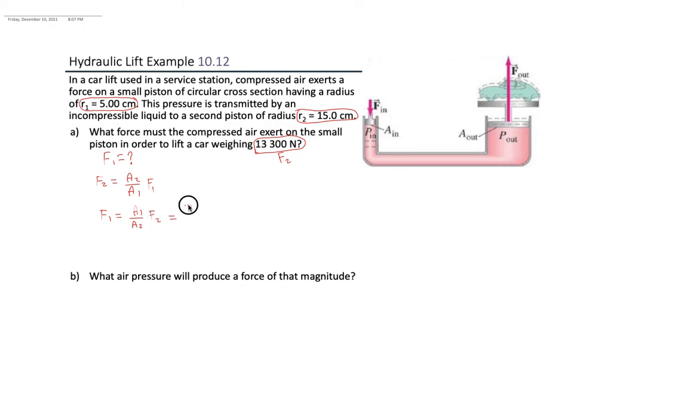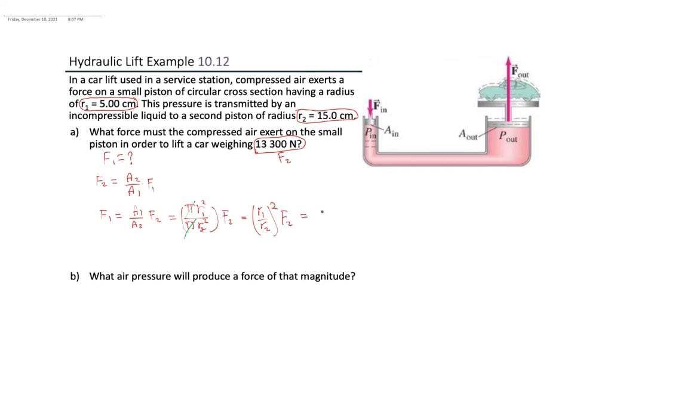A1 is pi times R1 squared, that's the cross section area on the smaller side, over pi R2 squared. So this is the ratio of the areas multiplied by F2. And you see this pi cancels, and we are left with R1 squared over R2 squared times F2. R1 squared over R2 squared is simply R1 over R2 all squared, times F2.